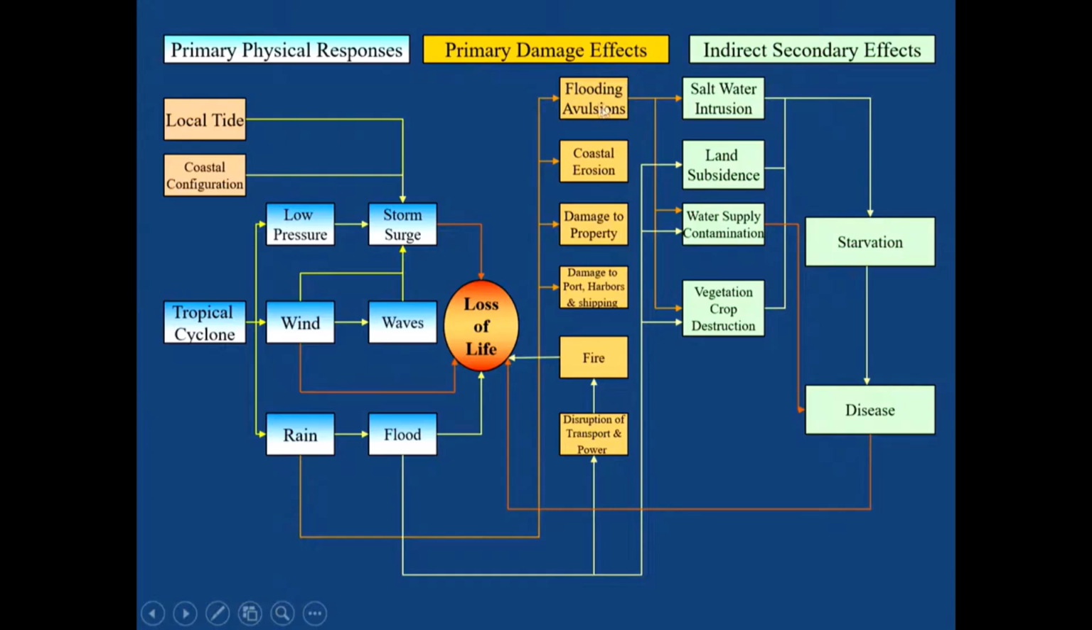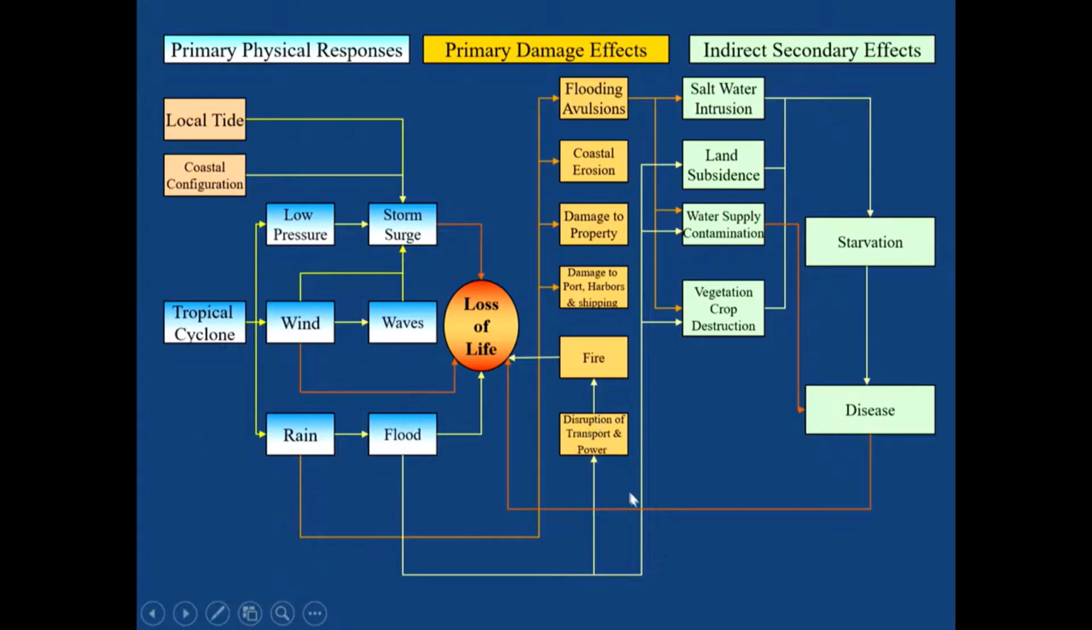One is flooding, avulsions. The river course will be changed, and somewhere it is breached, somewhere the river course will be modified due to the impact of flooding, etc. And coastal erosion and damage to the property, and damage to the ports and harbors, and fire, and disruption of transport and power.